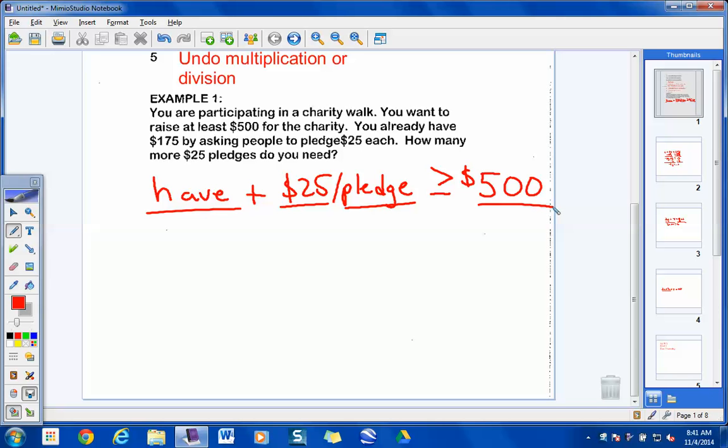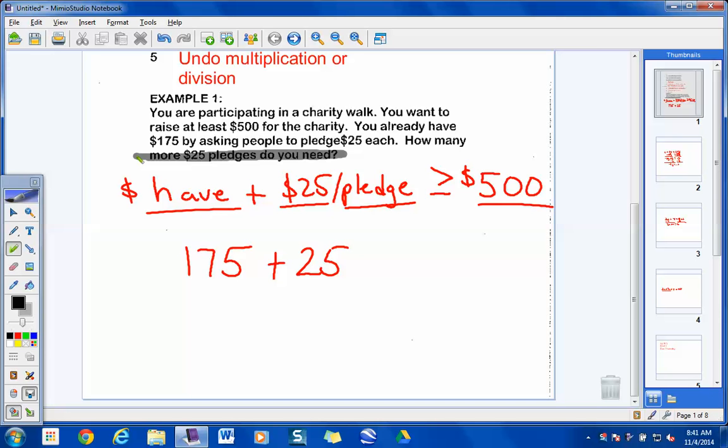So let's fill in some values that we know. What did you guys tell me we had value-wise already? Where I have this word "have" up here, how much money do I have? The dollars that we have? We already have $175, right? To that, we're adding $25 per pledge, keeping in mind that right here it says how many more pledges do you need right there, right?